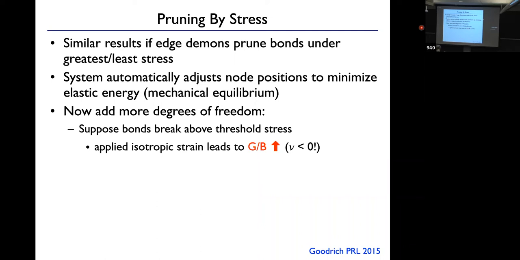If we were tuning the bulk modulus, if we put the system under an isotropic compression or expansion, we removed the bond that was under the largest stress. Okay, and that gave us almost the same thing. Not exactly, but it was actually also extremely effective in tuning the Poisson ratio to reach -1.